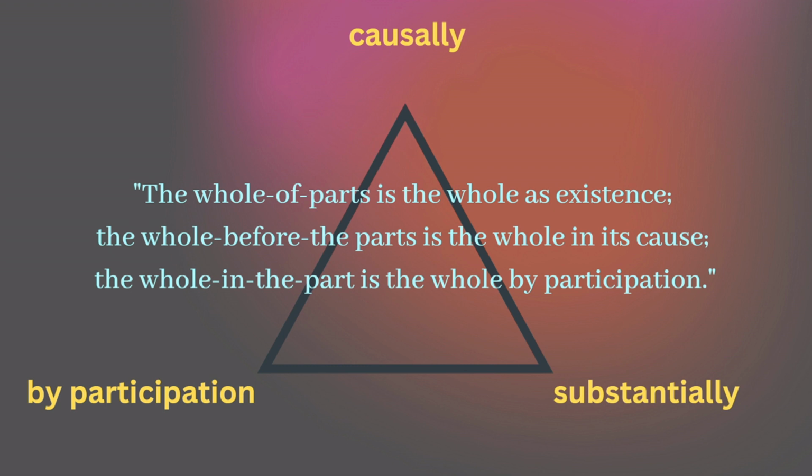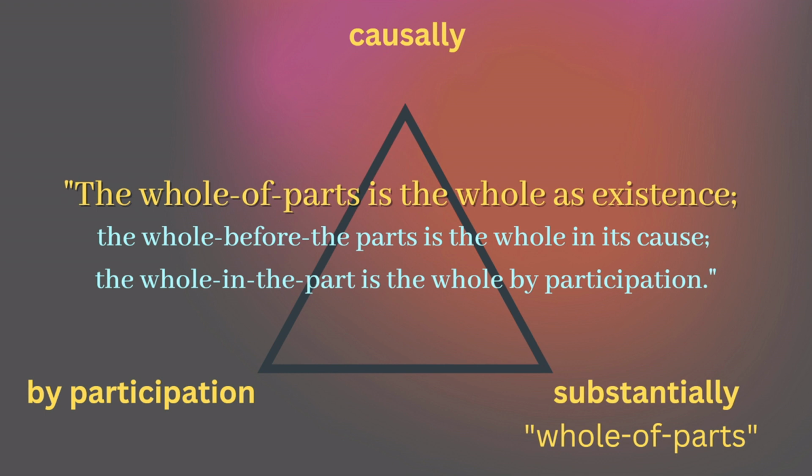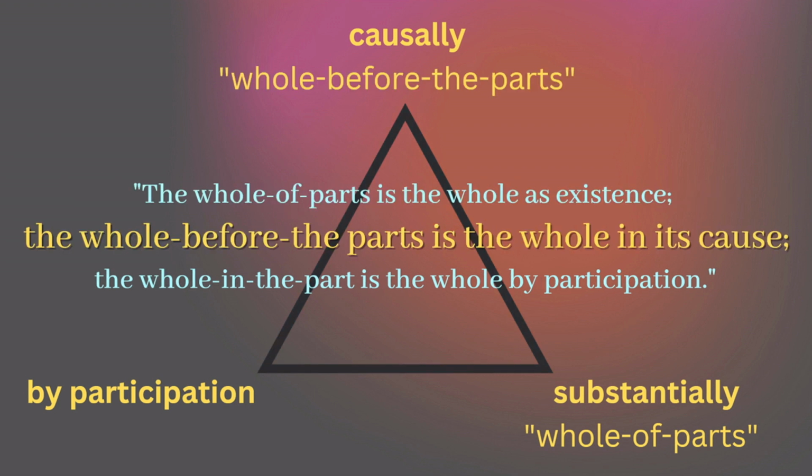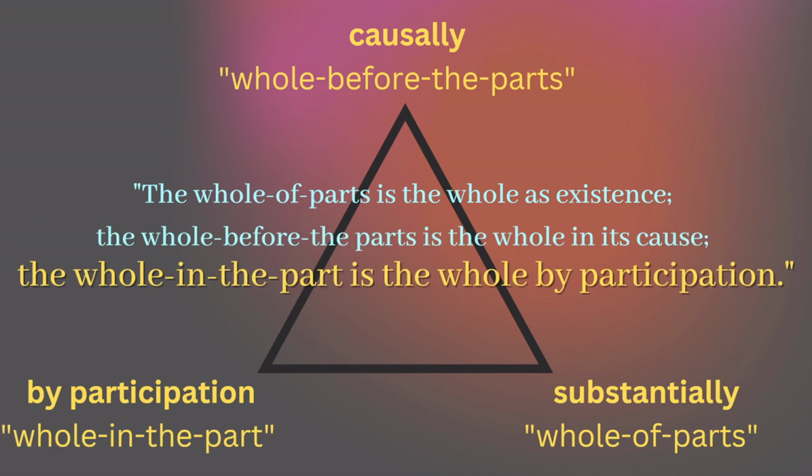So the first part here reads that the whole of parts is the whole as existence, so substantially. And so we're going to put that one in that bottom corner with substantially. The whole before the parts is the whole in its cause. And so this goes then at the top of the triad, the whole before the parts. And the whole in the part is the whole by participation. So this goes then in that bottom left-hand corner.